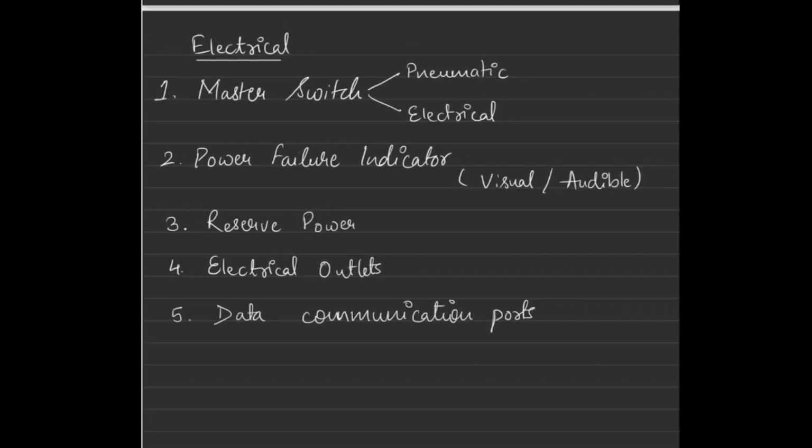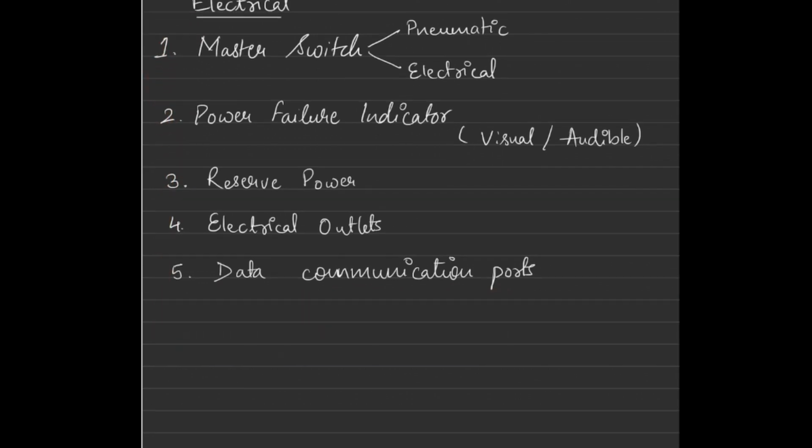What are the electrical components of the anesthesia machine? We have the master switch, which has both a pneumatic component as well as an electrical component. We have a power failure indicator. It can be visual or audible. Then we have reserve power such as batteries. Then we have electrical outlets. Electrical outlets are for the monitor or ventilator and data communication ports. So this is the electrical part of the machine.